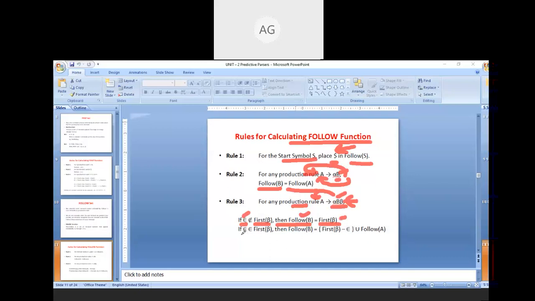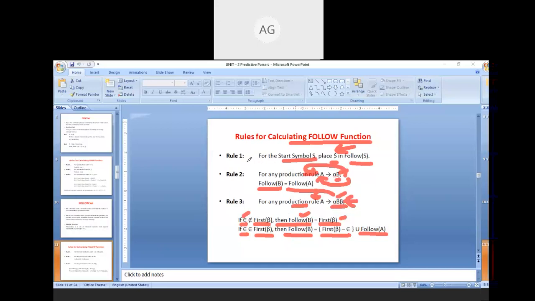And in the same way, the other rule is, if epsilon belongs to first of beta, then follow of B is equal to first of beta minus epsilon union follow of A. So these are the three rules. You just need to remember them at this time, because once we start solving the questions, it will become very comfortable for you.